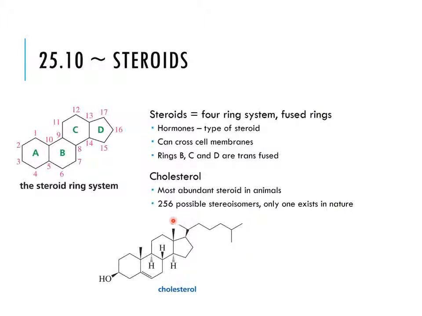There are 256 possible stereoisomers of cholesterol because of its number of asymmetric centers, but only one of them exists in nature, and that's because of how specific the enzymes are, those catalysts that help produce it. It's also the most abundant steroid that is found in animals. So that's why it's brought up a lot.